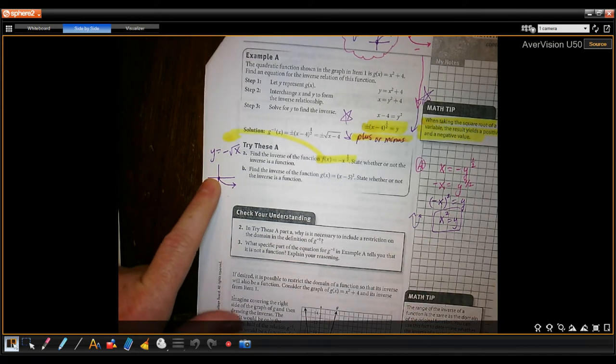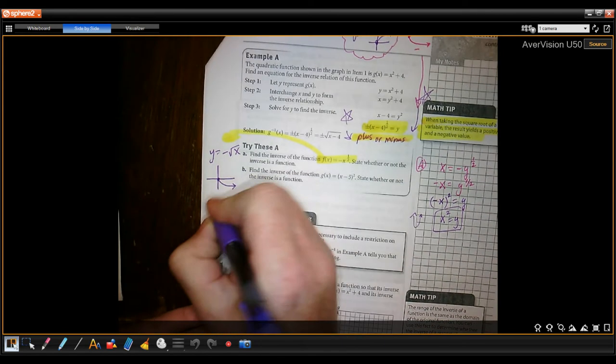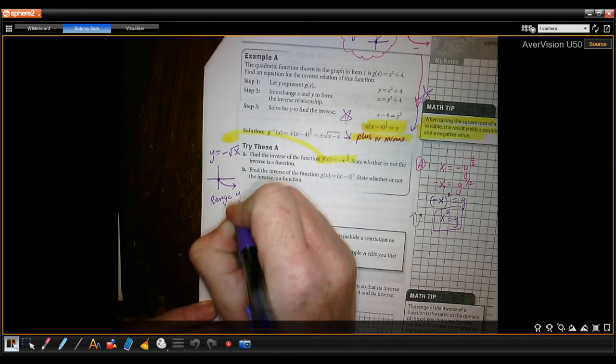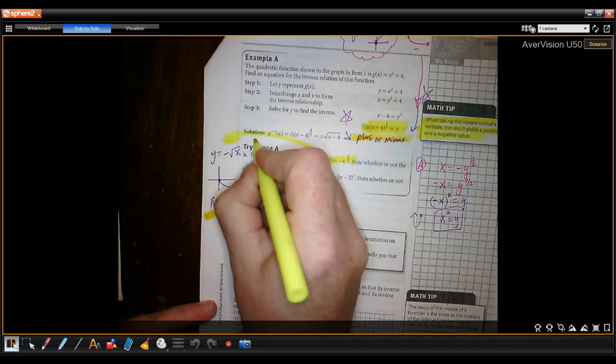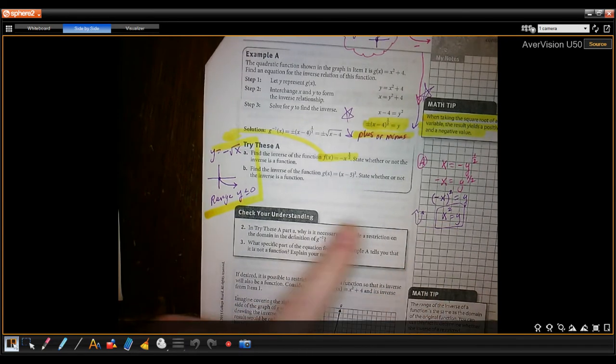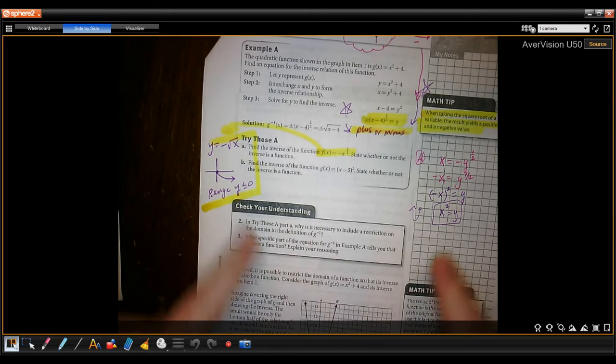So on this one, what's the range? Well, the range on this one is what? Y is less than or equal to 0. So that's the range of this one, which has to match the domain of this one over here. I hope you guys get this together. Good thing I'm doing video notes.